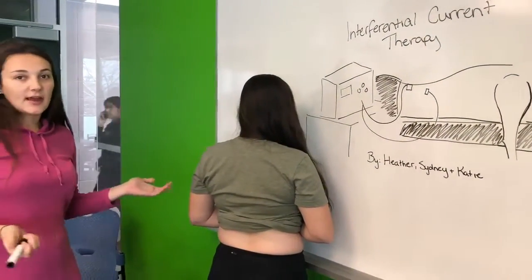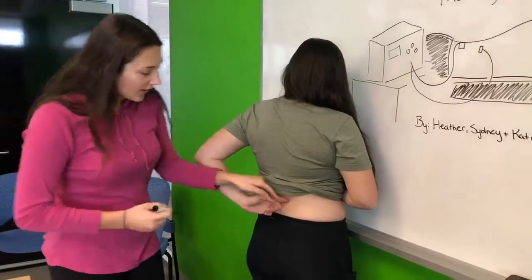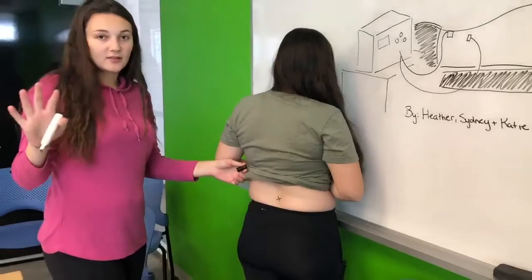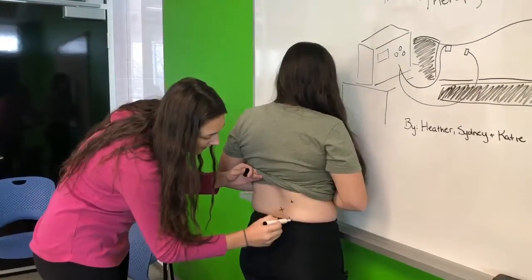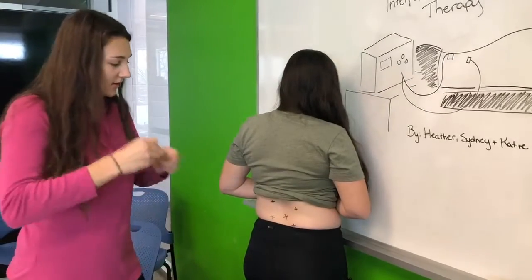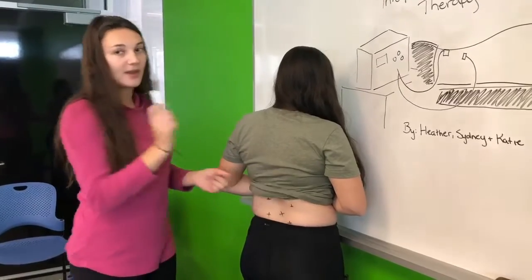So this is my client today. She's coming with low back pain. Can I ask you to point to where your pain is? Okay, so she has pain right here. So you have 4 pads that shoot electrodes through. So I would place my pads here, here, here, and here. And that would allow for all of the electrodes to center in onto where the low back pain is coming from.